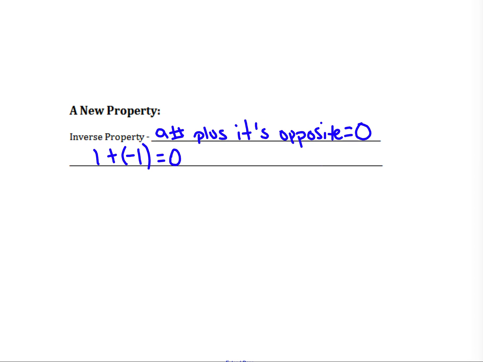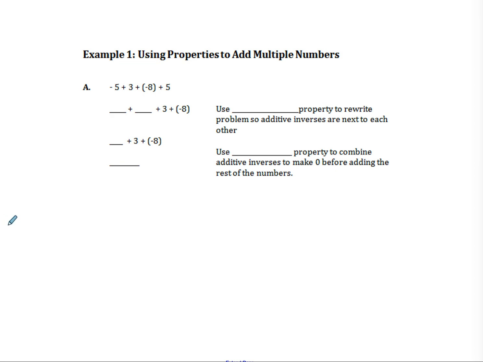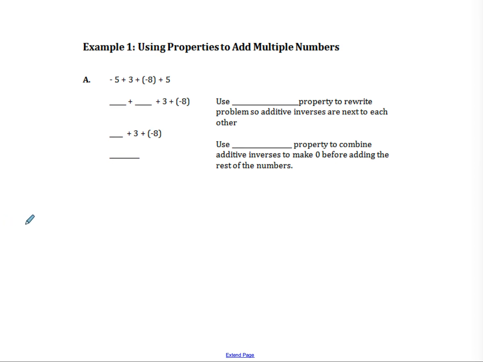Inverse property does apply to multiplication as well. We will be looking at that in chapter 2. Okay, so for example 1, using properties to add multiple numbers. So here's where properties are helpful. I have the problem -5 plus 3 plus -8 plus 5. It's kind of a long problem. I can do it left to right. But if I see that there are additive inverses in my problem, then I can use those properties to help me cancel things out pretty quickly.